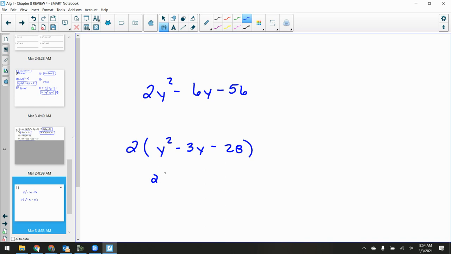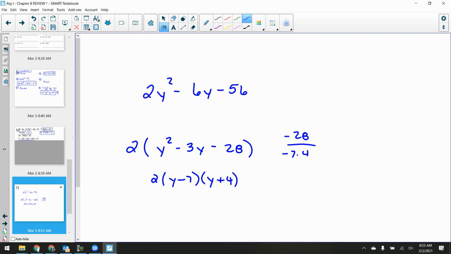So now I've got a 2, and then I've got to find factors of negative 28 that will add to get to negative 3, which is negative 7 times 4. y minus 7, y plus 4. Does that make sense? All right, let's keep it moving. That was 12. What did we say here for 13?